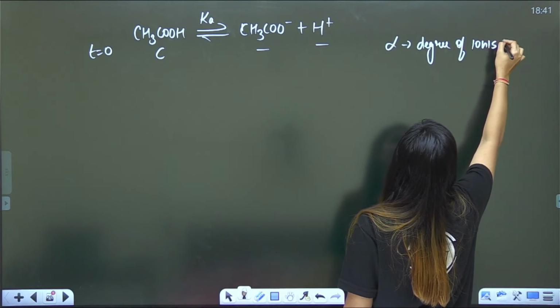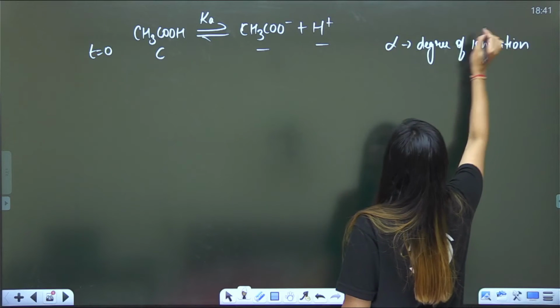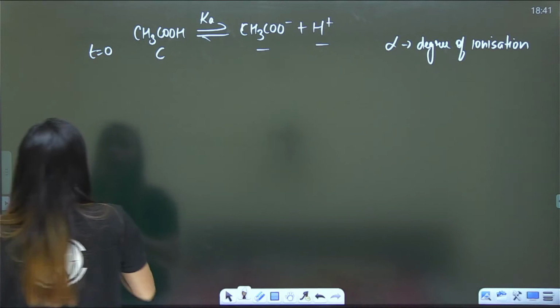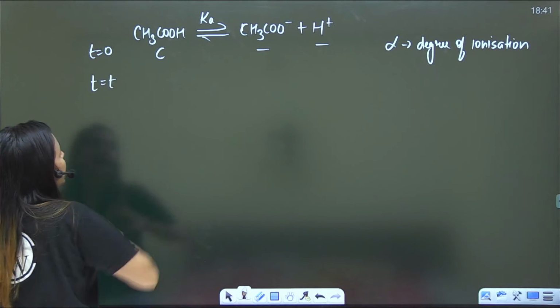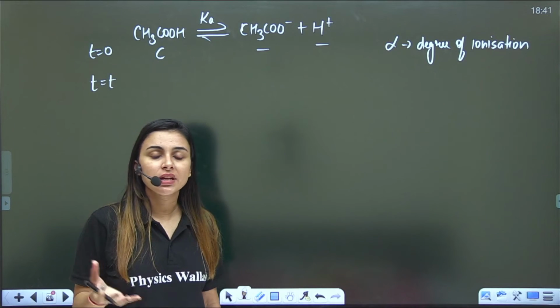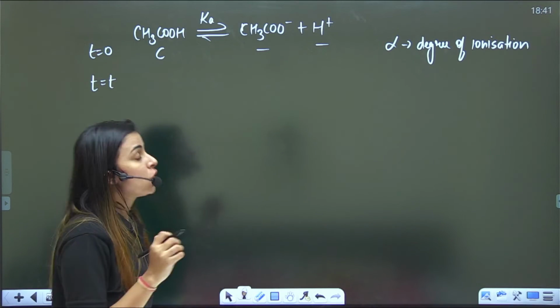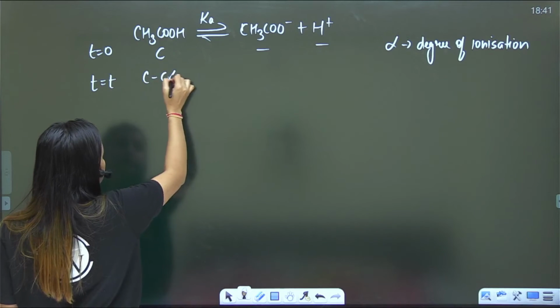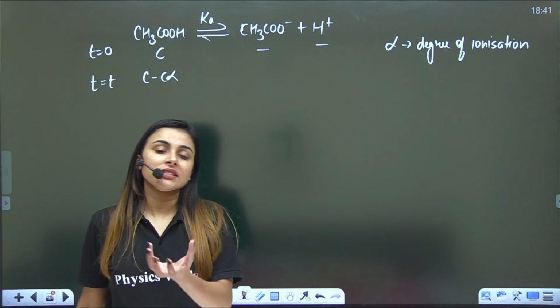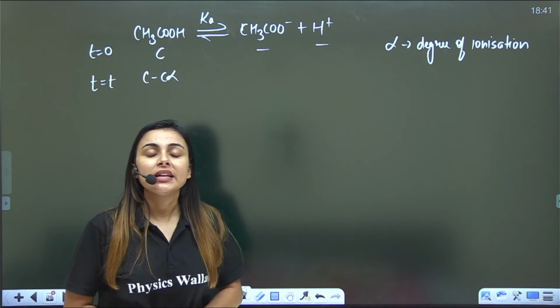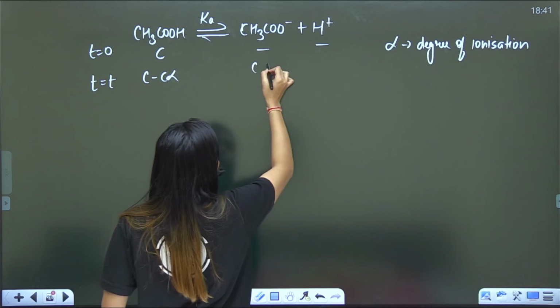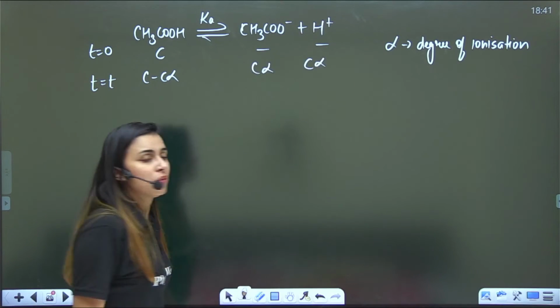It is the degree of ionization for your weak electrolyte. So at some time t, when some dissociation might have taken place and an equilibrium has been reached, obviously C minus C alpha of your acid is left. C alpha of your acid has ionized. So C alpha of this and C alpha of this has been formed.